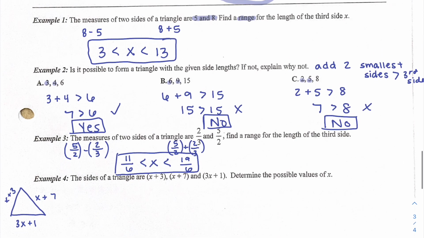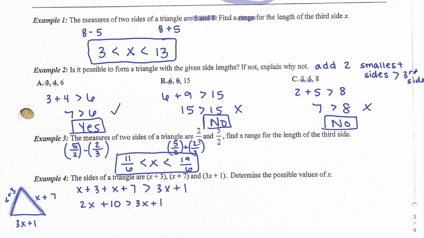So we're going to have to go through and do, up here in the directions, 3 rounds of equations to figure out what our possibilities are. So we're going to pick two sides, add them up, and then it has to be greater than the third side. So let's do this side right here plus this side. I'm going to say x plus 3 plus x plus 7. So those two sides have to be greater than the third side. Well, the third side there is 3x plus 1.